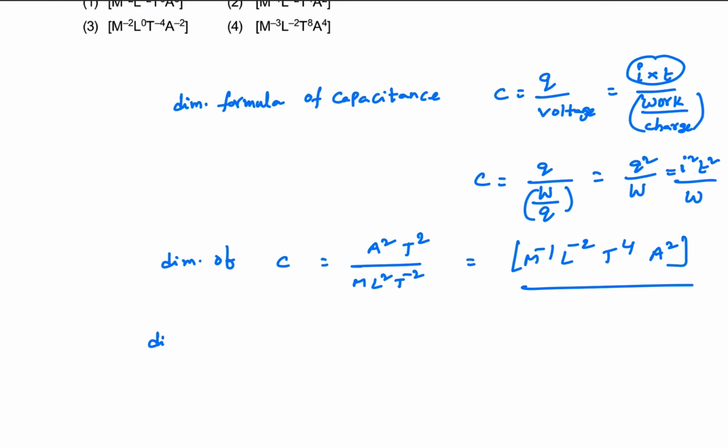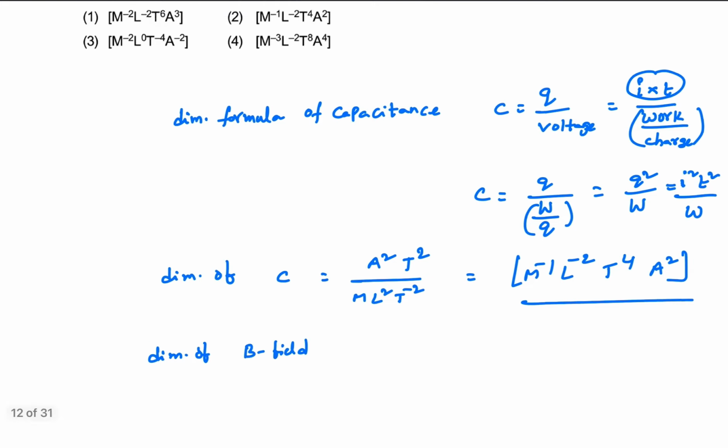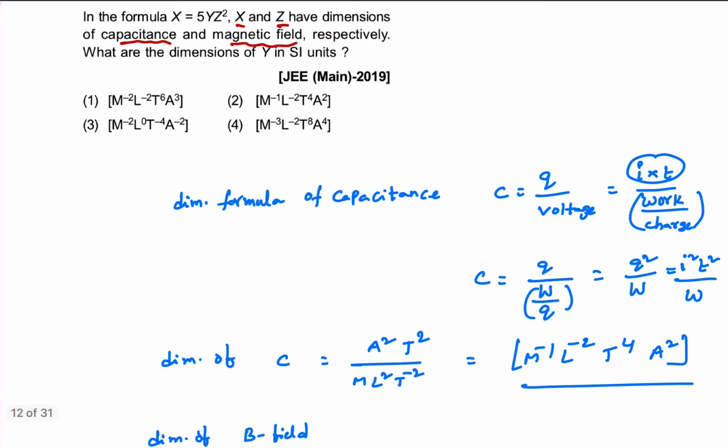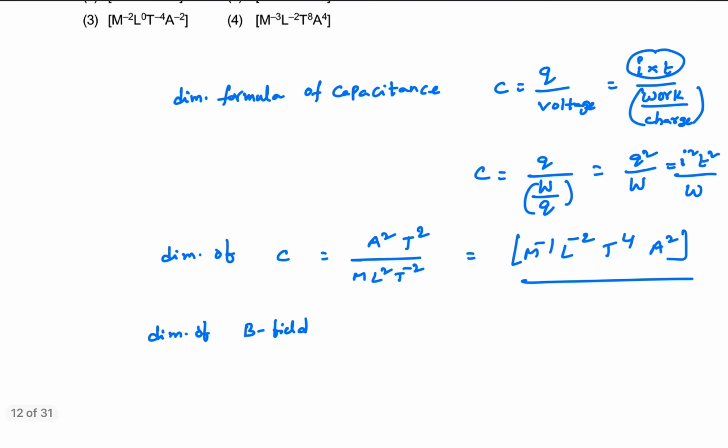Similarly, we need the dimension of magnetic field. What formulas do we have for the magnetic field? You can write the general formula: magnetic field is nothing but force per unit pole strength.